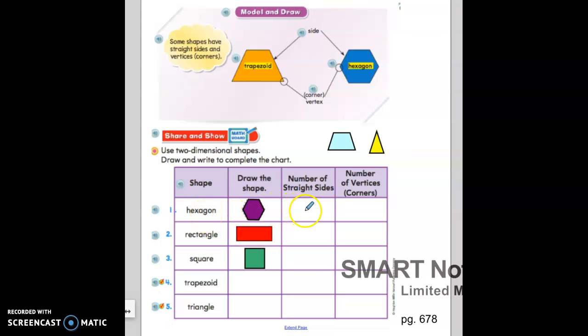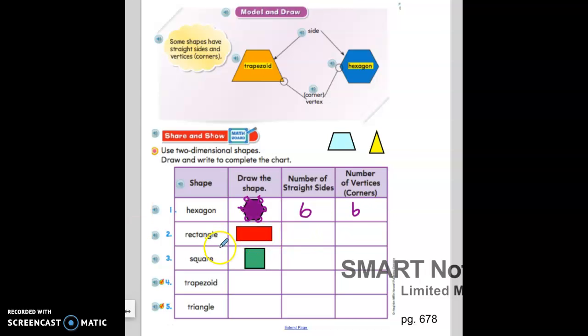We draw the shape, and then we count, how many straight sides does a hexagon have? Let's count. 1, 2, 3, 4, 5, 6. It has 6 straight sides. How many vertices or how many corners does it have? It has 1, 2, 3, 4, 5, 6. It has 6 corners as well.